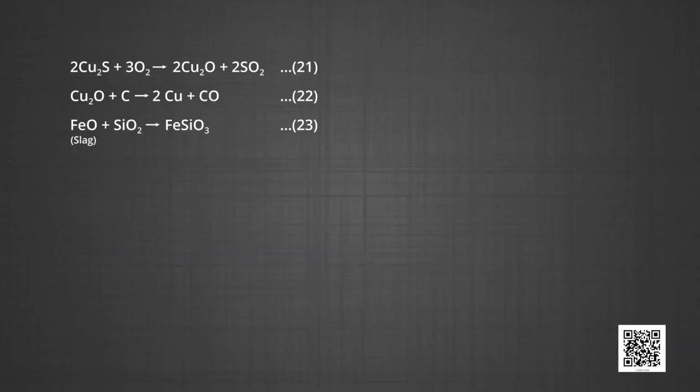In the actual process, the ore is heated in a reverberatory furnace after mixing with silica. In the furnace, iron oxide slags off as iron silicate and copper is produced in the form of copper matte. This contains copper sulphide and iron sulphide, as in the reaction iron oxide plus silica gives iron silicate. Copper matte is then charged into a silica lined converter.